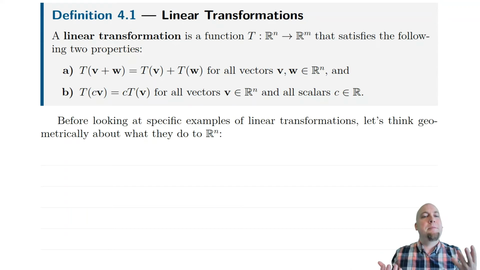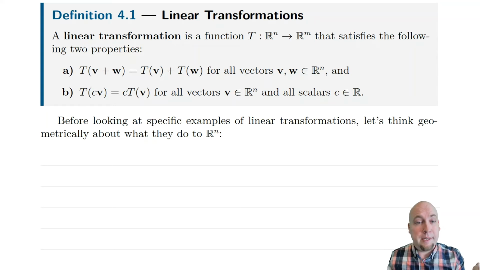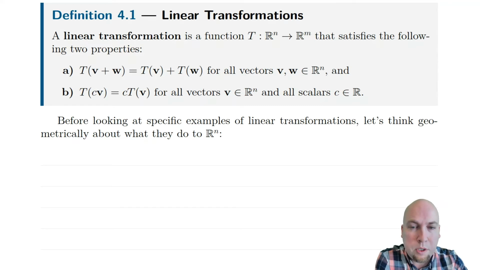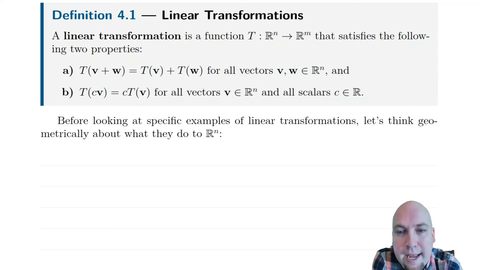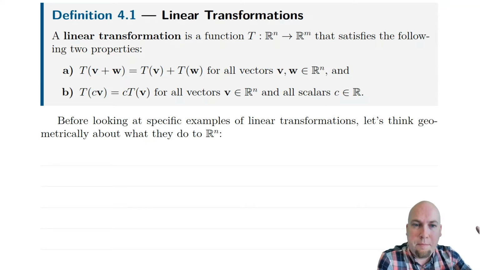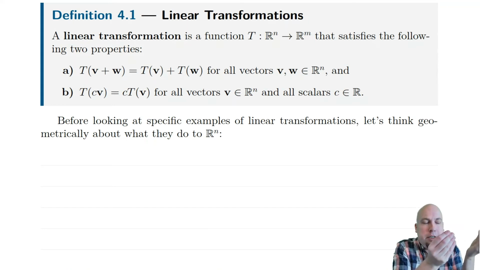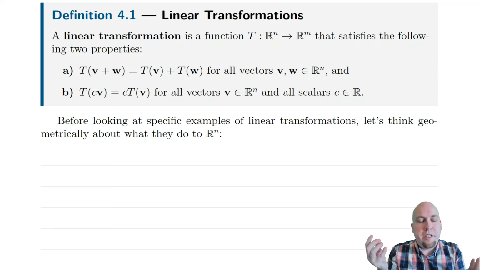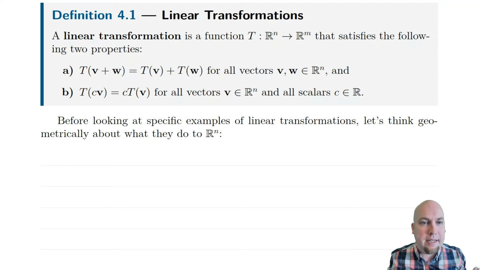Basically what these properties say is the function plays well with the standard linear algebra operations, the standard operations on vectors. Remember, we've got vector addition and we've got scalar multiplication. The two properties of linear transformations relate to those two operations. Property A says that if you add two vectors and then apply the linear transformation to that sum, you get the same thing as if you apply the linear transformation to the vectors and then add them up. In a sense, applying the linear transformation commutes with vector addition. You can do them in either order and you're going to get the same answer.